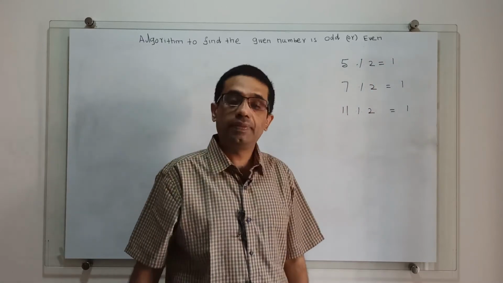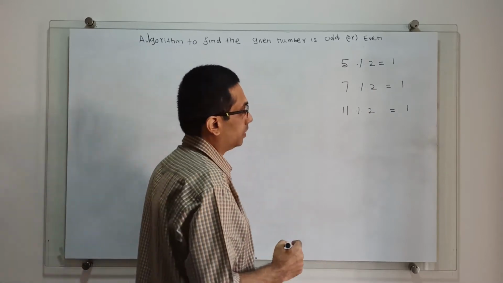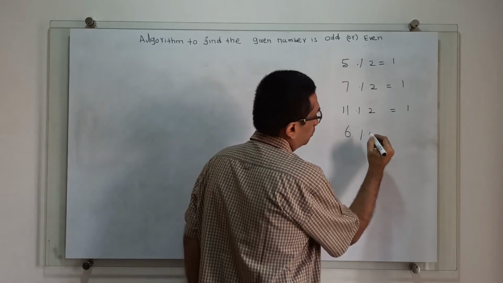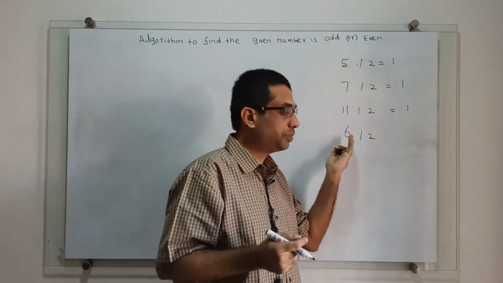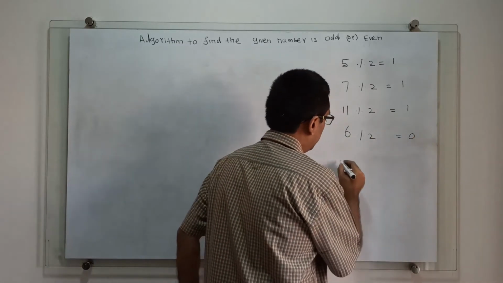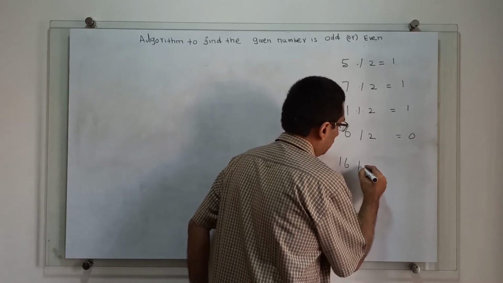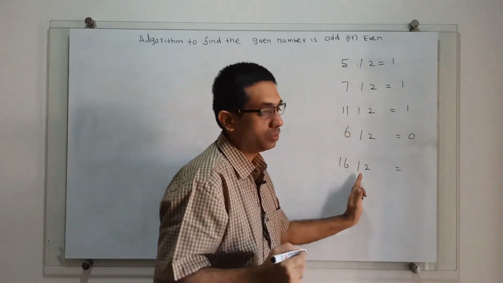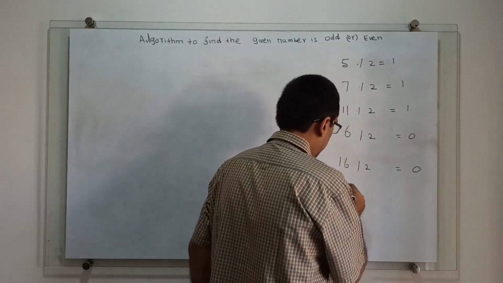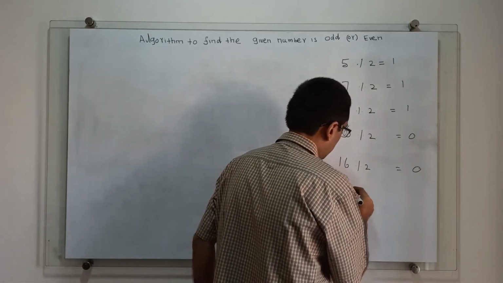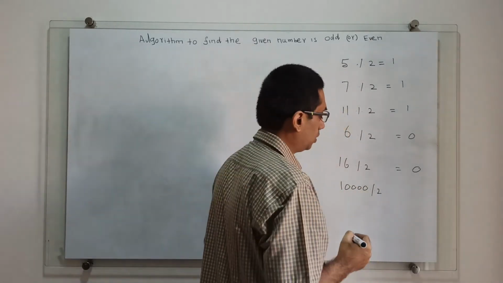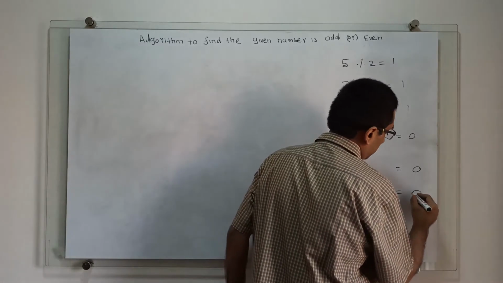Next we will take an even number. I am taking 6. 6 modulo 2, 6 by 2, it goes 3 times and the remainder is 0. I am taking 16 modulo 2 again, it goes 8 times, the remainder is 0. For example, 10,000 modulo 2, the remainder is 0.